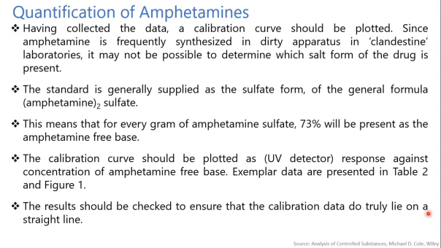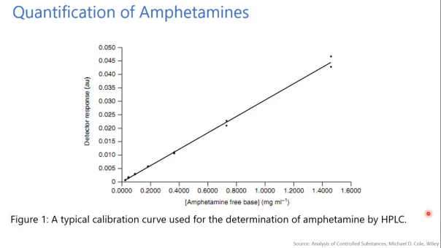So some data for example is given in Table 2 and Figure 1. The result should be checked to ensure that the calibration data rely on a straight line. This is the particular calibration curve in which such concentrations are taken, and hence we get such a detector response. Hence we can get such a calibration curve for the determination of amphetamine by HPLC.